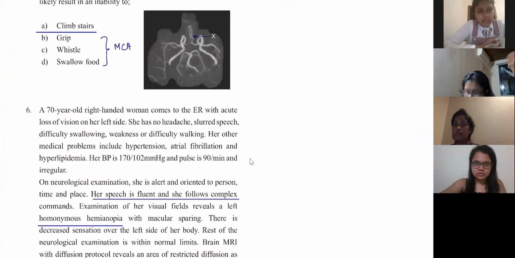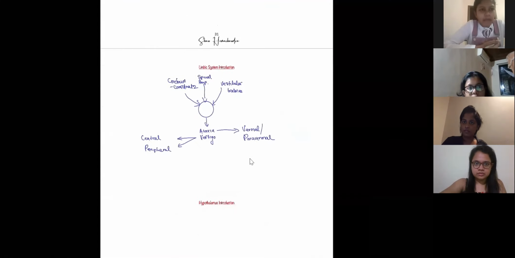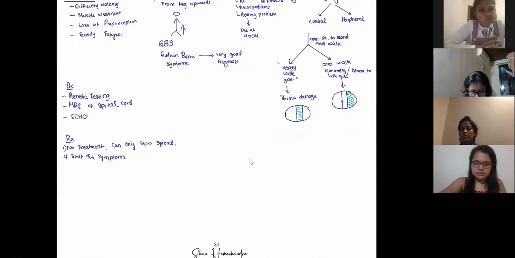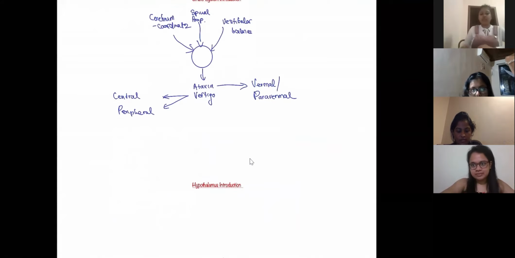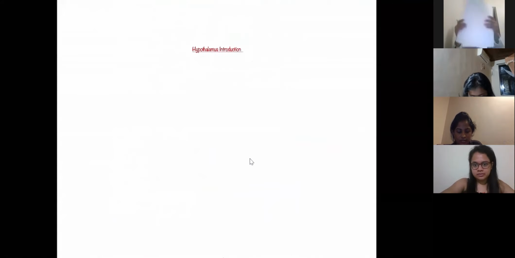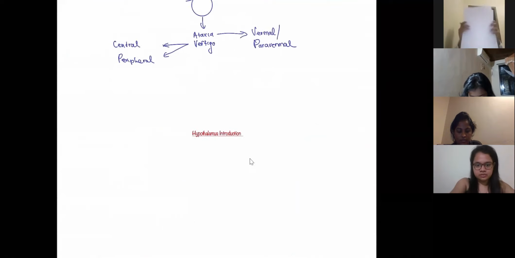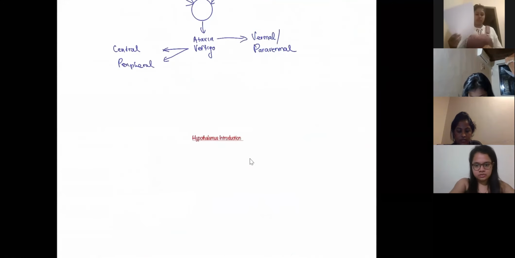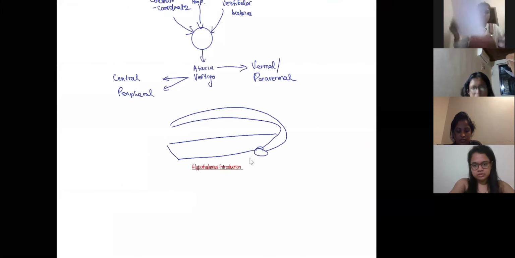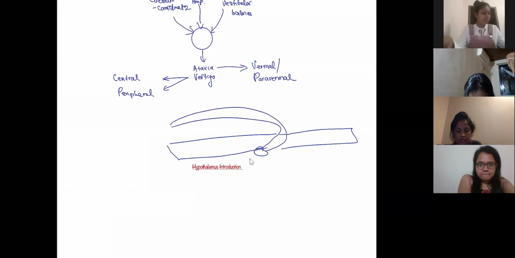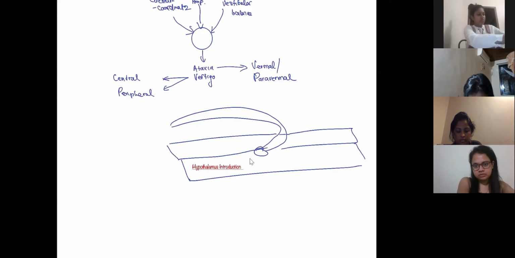So guys, we are done for the day. I hope you understood this. It's a lot of information and it is the most annoying chapter. Try to go through this. And remember the limbic system, how the fornix goes and penetrates the hypothalamus and reaches the mammillary bodies, because that is what we use to divide the hypothalamus into different regions.